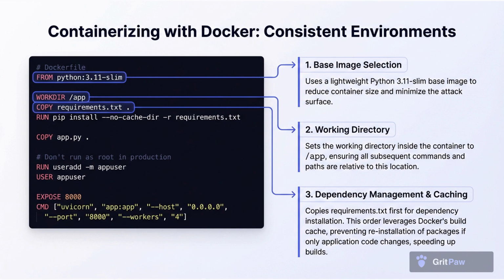Once our FastAPI application is developed, the next critical step for production deployment is containerization using Docker. This ensures that our application runs in a consistent, isolated environment, regardless of where it's deployed, from a developer's laptop to a staging server or a production Kubernetes cluster.